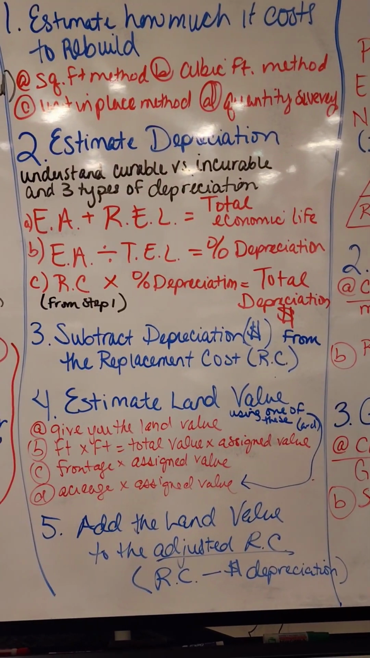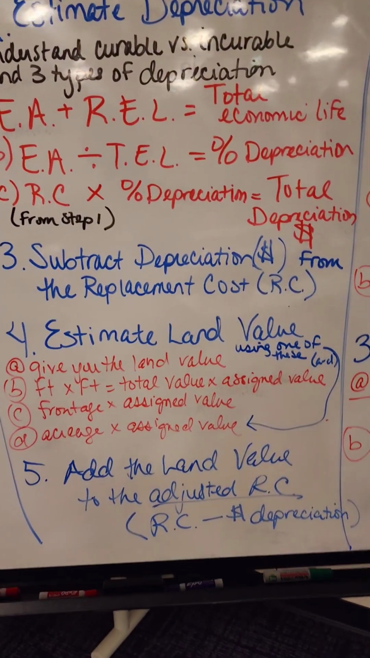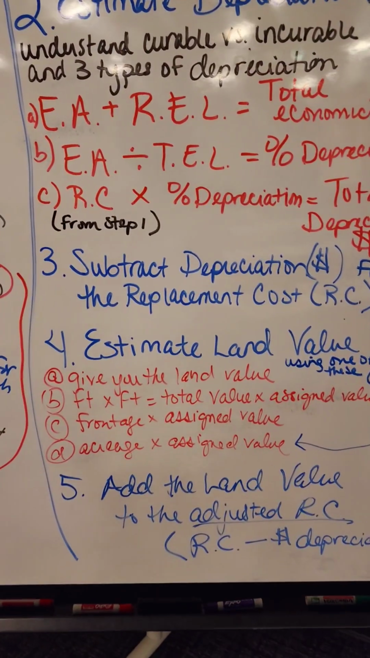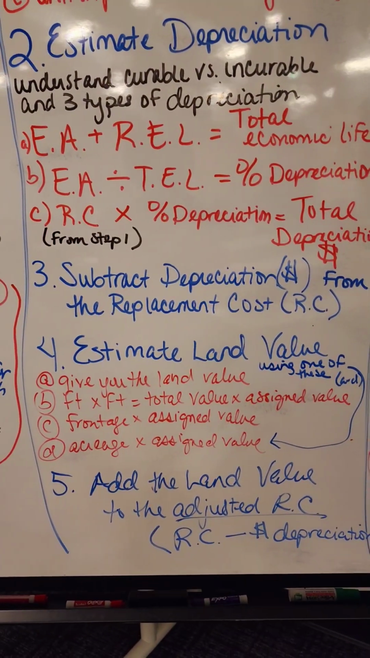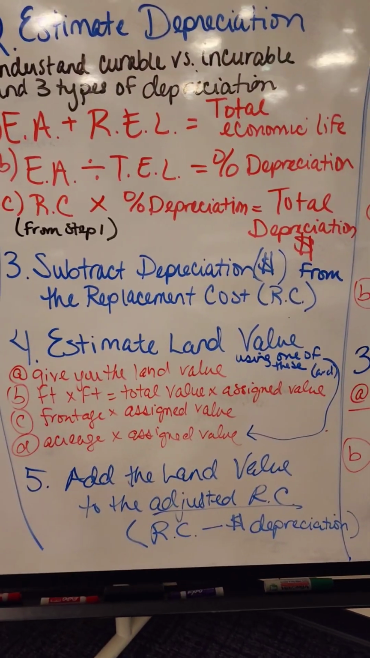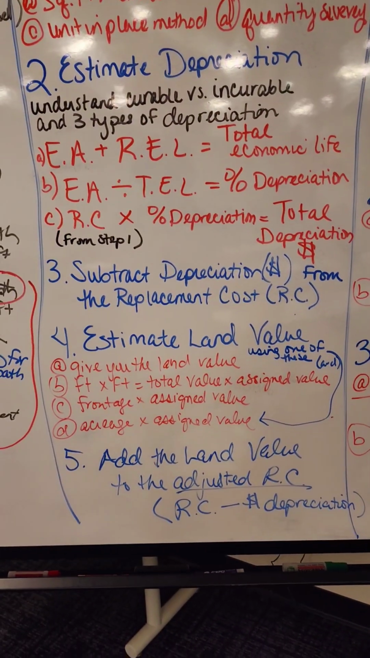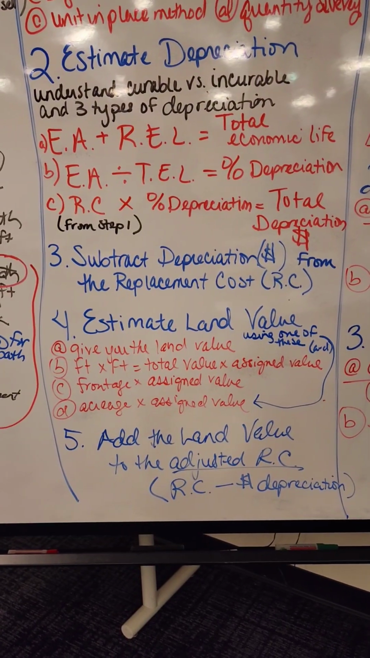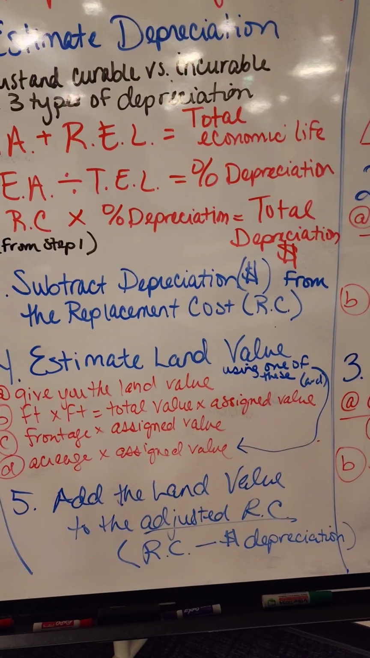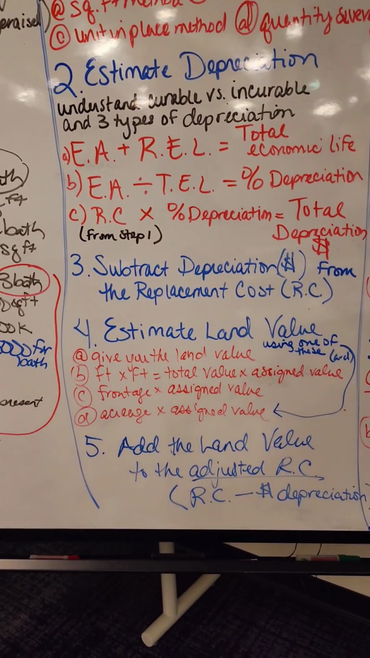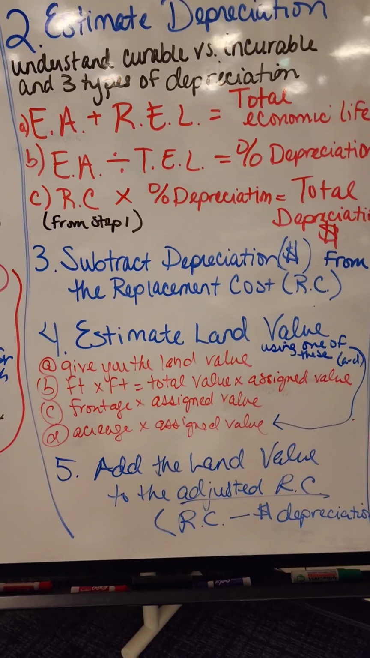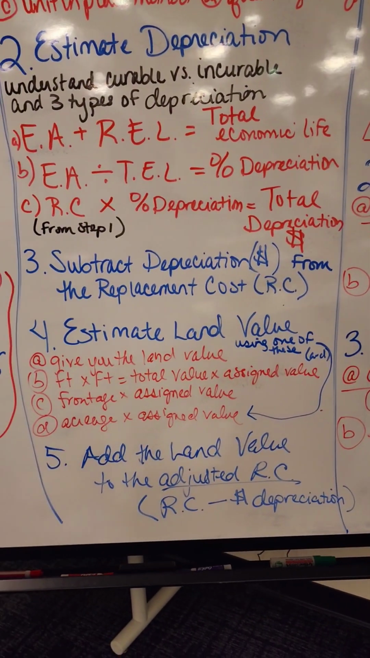When it comes to the calculation of estimating the depreciation, you have the age life method, which encompasses these 3 steps. EA is effective age, which is how old the property appears to be. The remaining economic life is how long the appraiser thinks the property will continue to be productive in terms of income. When you add them together, you get the total economic life. From then you go and you calculate the effective age and divide that by the total economic life, and that will give you a percentage of depreciation.